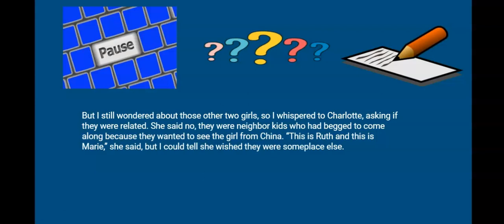I'm going to come to the conclusion that the main character is probably uncomfortable and may not like these two girls. And I'm going to think that Charlotte may feel the same way because she's wishing that they were someplace else, that she's wishing that those girls weren't even there with them. Now that we practiced analyzing characters, now it's your turn.